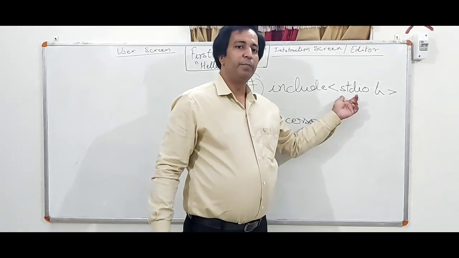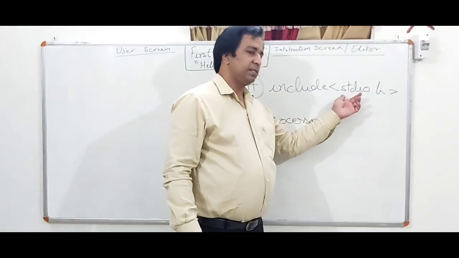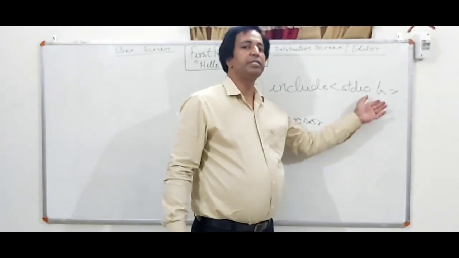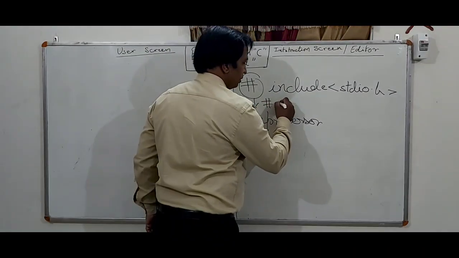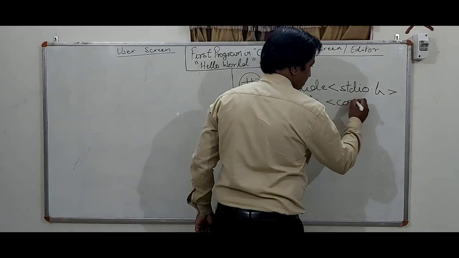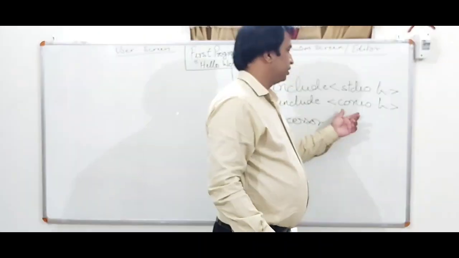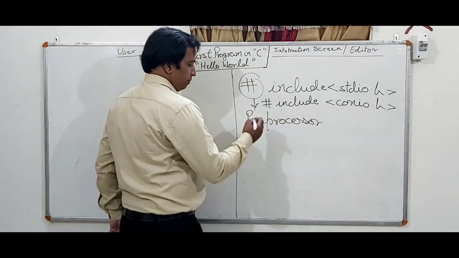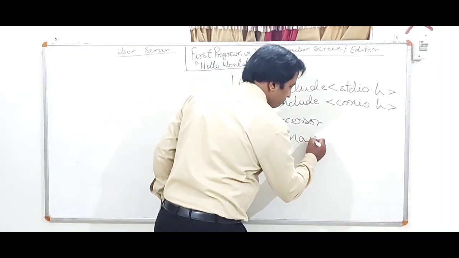stdio.h has predefined functions which are related to input output on the user screen. The full form of this file is standard input output, and .h means it is a header file. The next header file which is required here is include conio.h, console input output, and .h says it is a header file. After including these two files, we'll start with our void main function.